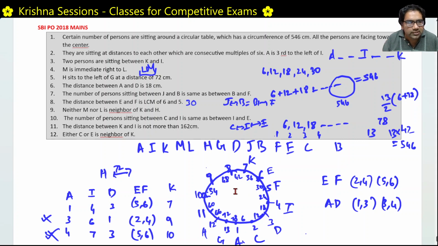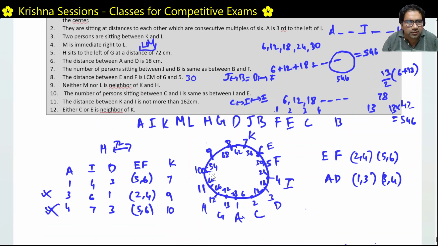12 and 13 anyway, H and G. Then what? M nor L is not neighbor of K and H. Right. K and H, M and L will not sit here. That means 9 and 10 only M and L.